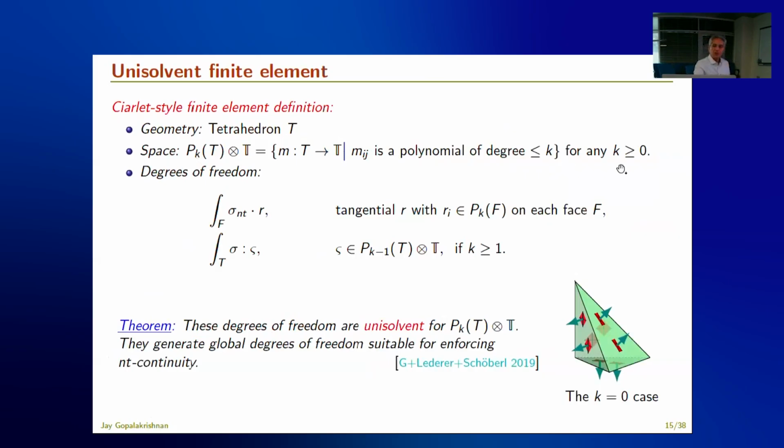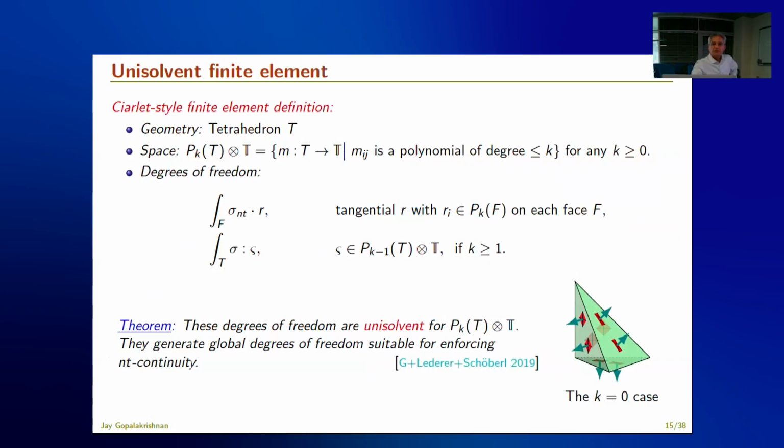And the degrees of freedom are simple. You take the NT component, the moments of the NT component are degrees of freedom, and interior moments with polynomials of degree 1 less are needed to make it unisolvent. And a pictorial illustration is this. As we've already seen, there's two basis functions in the lowest order case per face, and these are indicated by these moments. These moments control these functions.